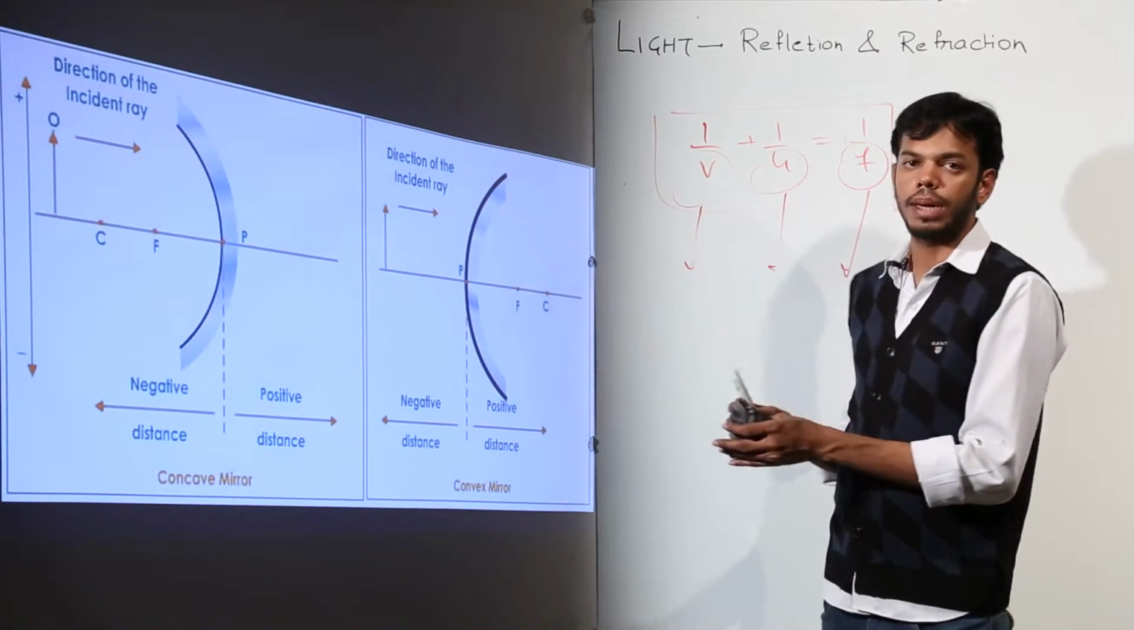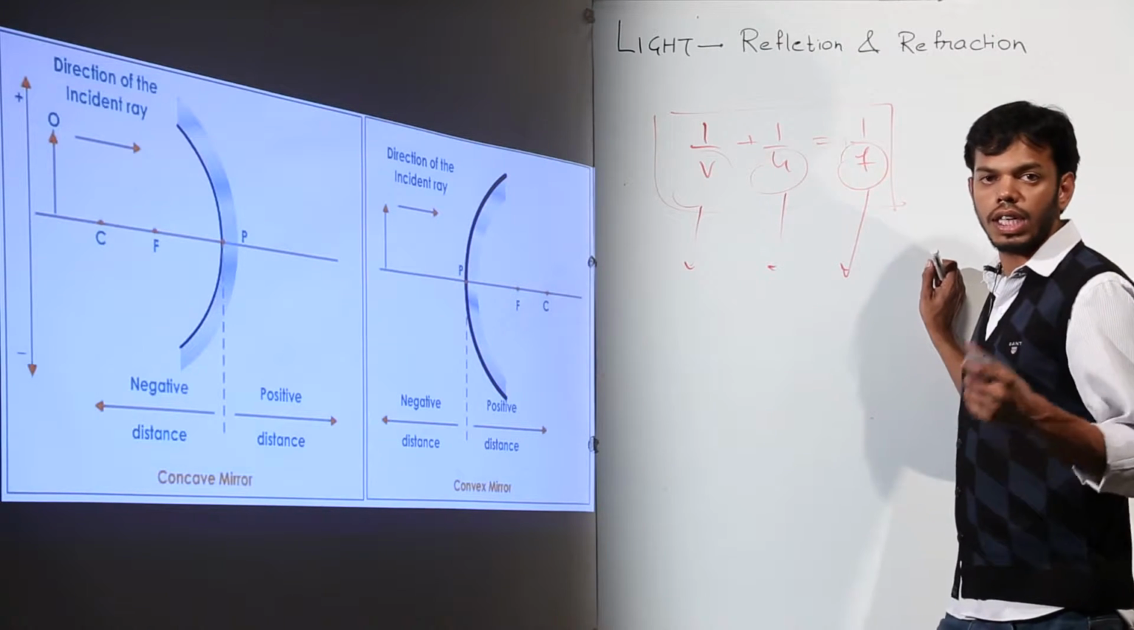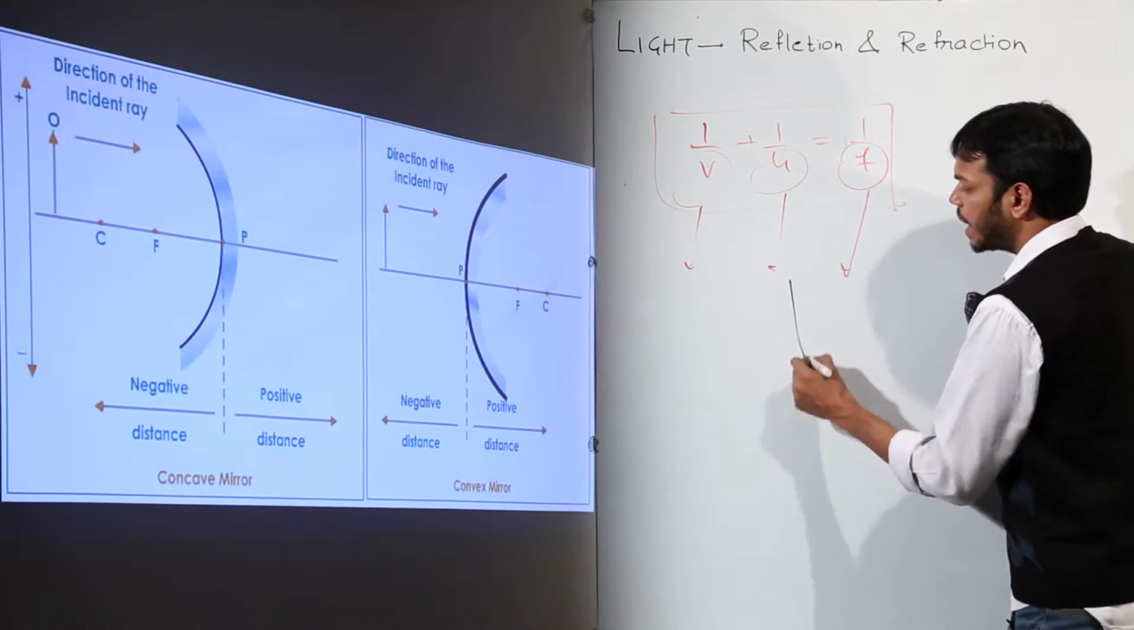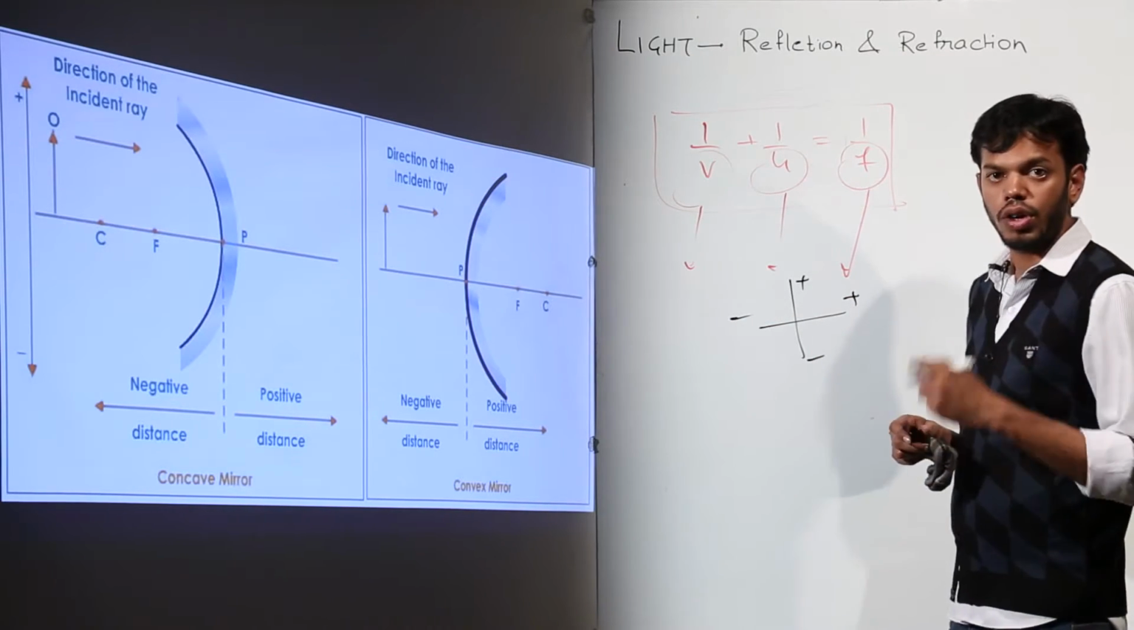So this whole Cartesian system always follows a simple sign convention, like the line diagrams which you have done in the number line system. That is positive, negative, positive, negative. This has to be followed.